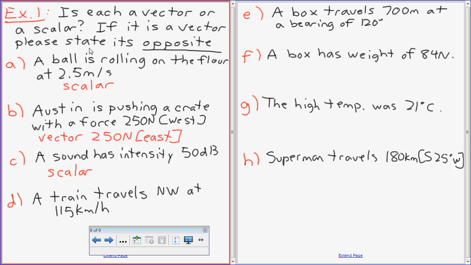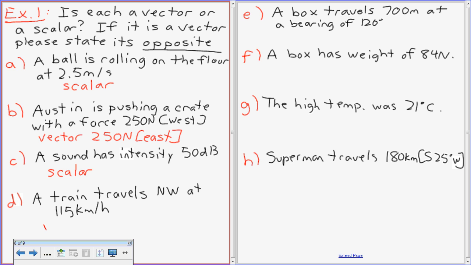A train travels northwest at 115 kilometers per hour. Let's go. Vector. Vector. What's the opposite? 115 kilometers per hour southeast.